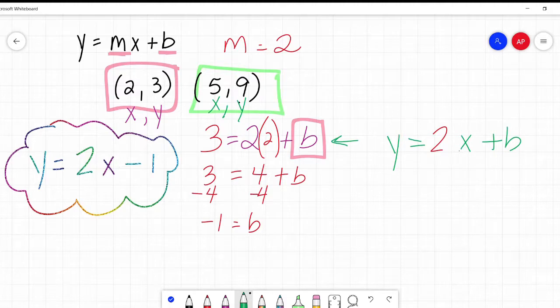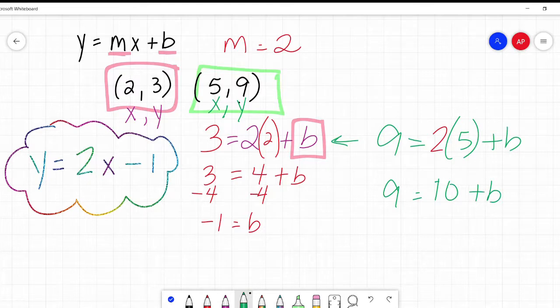5 is our x, so I'm going to replace that with 5. Our y is 9. So 9 equals 2 times 5, which is 10, plus b. To undo a positive 10, we subtract 10. 9 minus 10 is -1. Why, looky there, b is -1. Same answer.